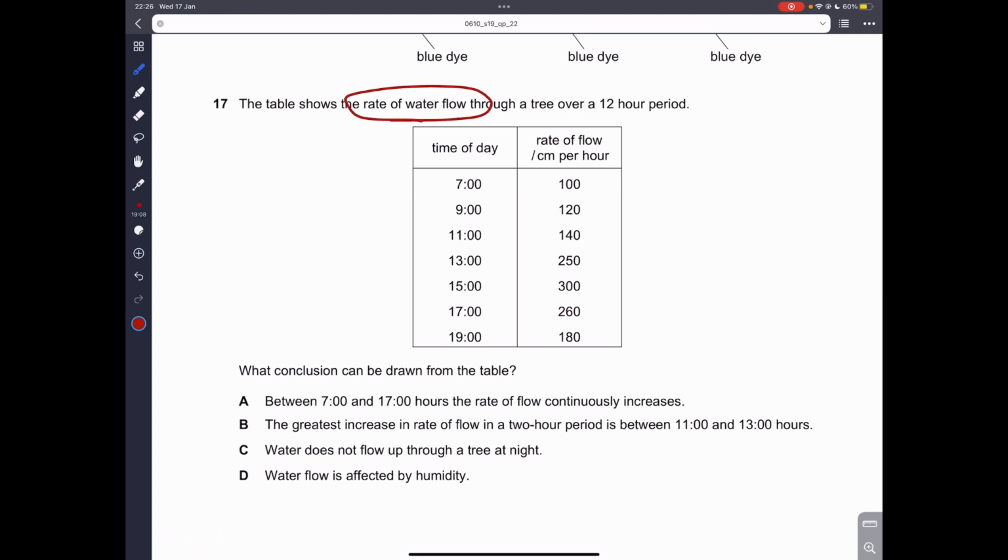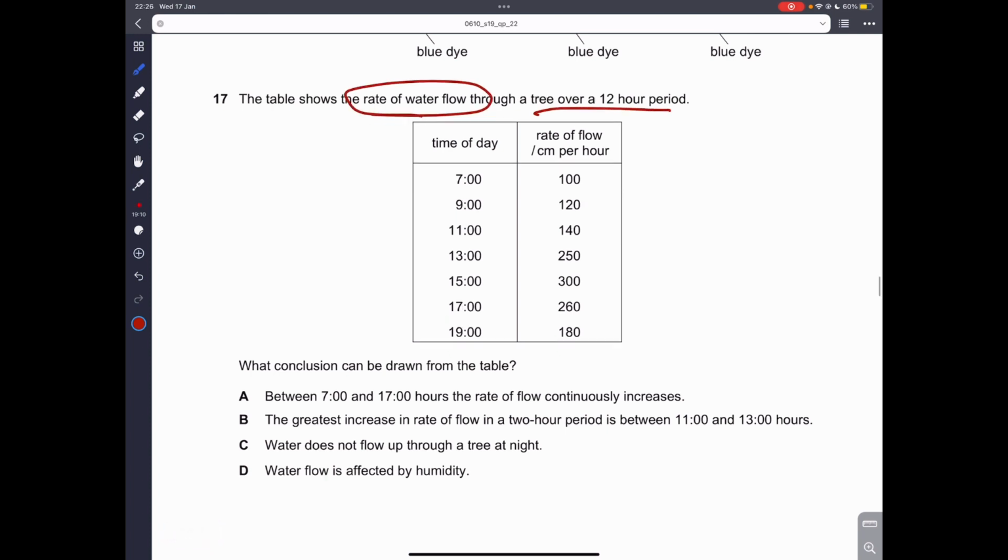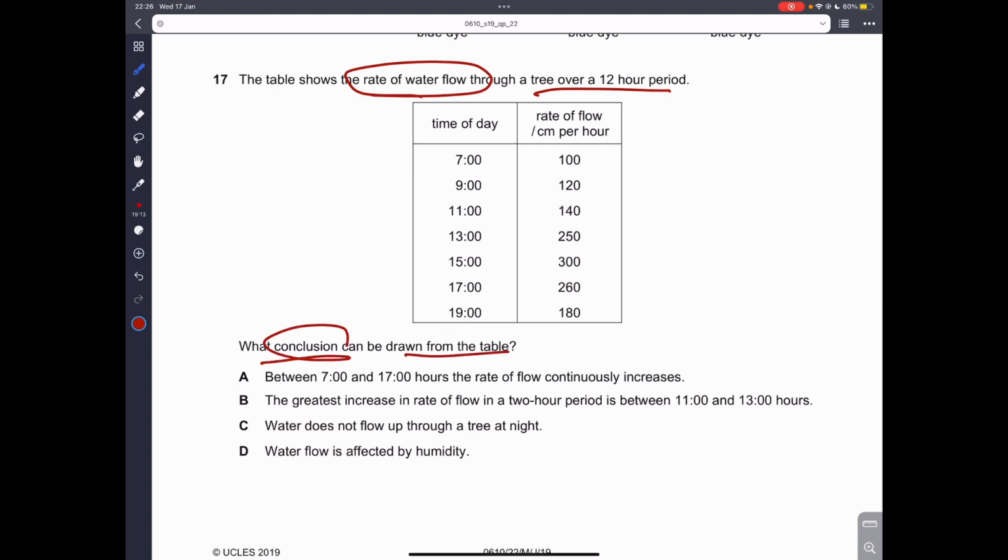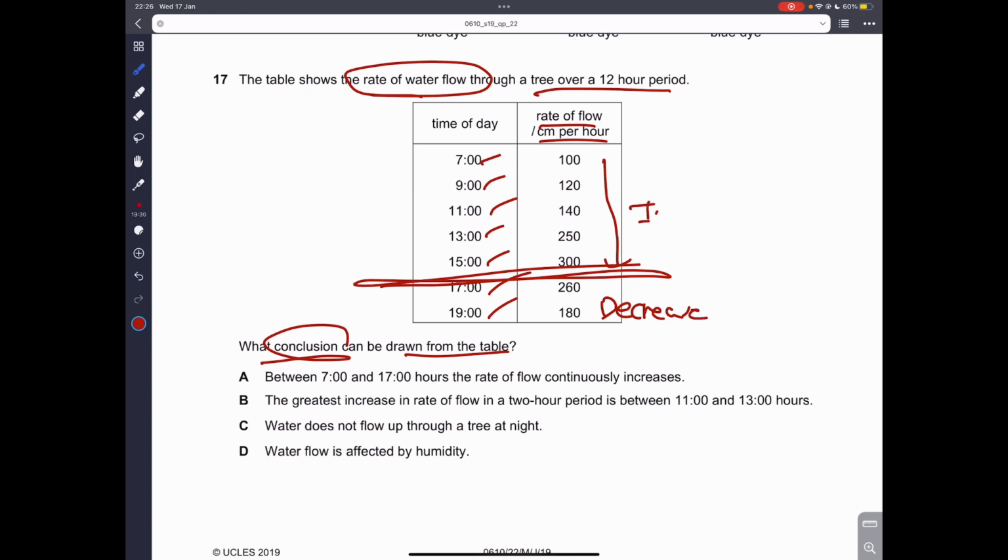Question 17. The diagram shows the rate of flow of water through a tree over a 12-hour period. What conclusion can be drawn from the table? Now we see 7 hour, 9 hour, 11, 13, 15, 17, 19. Now the rate of flow per hour actually increases up to this point, but then it decreases here. It increases up until 3 o'clock or 15 o'clock, and decreases starting from 17 o'clock to 19 o'clock.